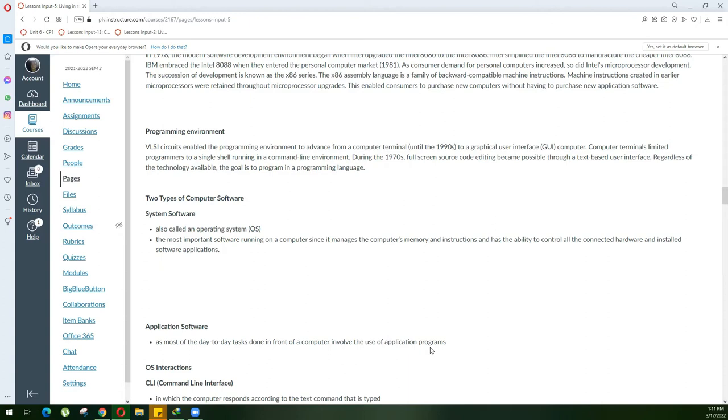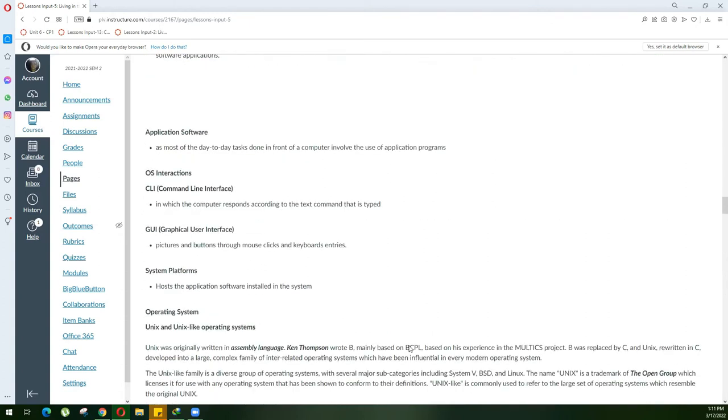Types of computer software. We have the system software, or OS. It's the most important software running on the computer. It manages the computer's memory and instructions, and it has the ability to control all the connected hardware and installed software applications. Next, application software, as most day-to-day tasks in front of a computer involve the use of application software or programs.